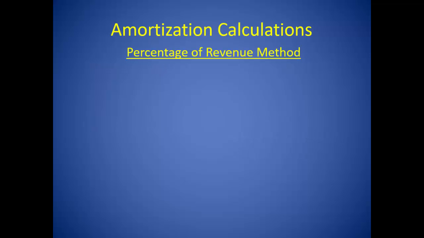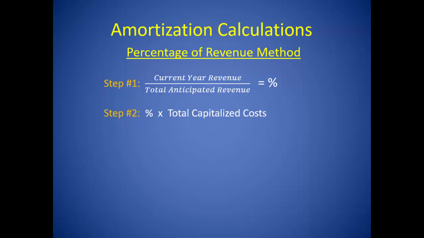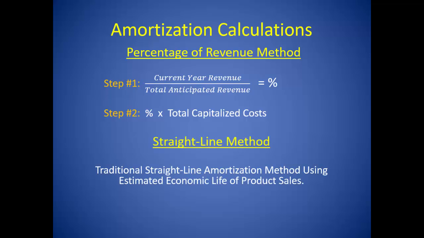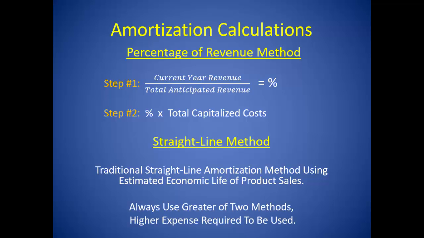Now to amortize, the calculations for this: for the percentage of revenue method, you take the current year revenue divided by your total anticipated revenue, given as a percentage, then multiply that by the total capitalized cost. The straight line method is traditional straight line amortization over the estimated economic life of the product sales. Always use the greater of the two methods. The higher expense is required to be used.